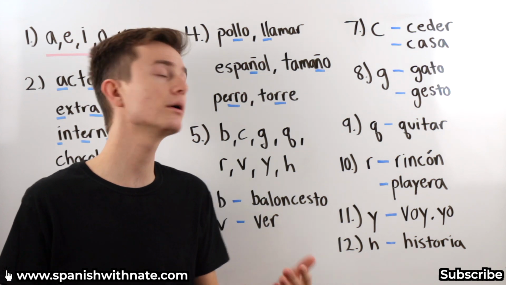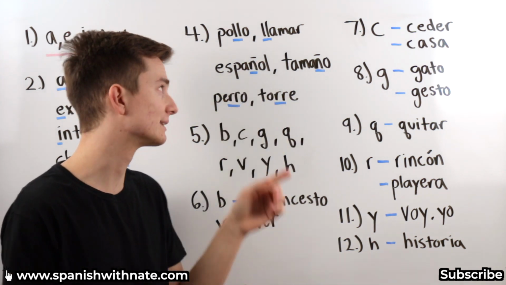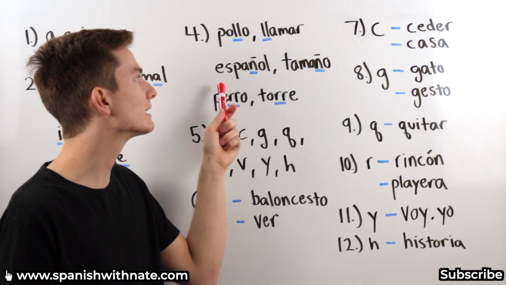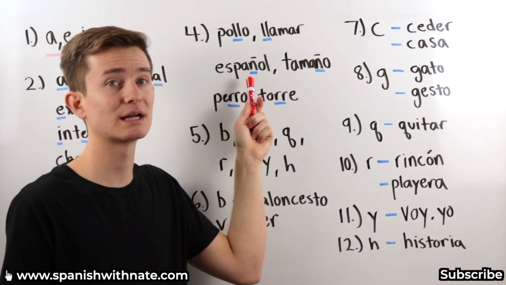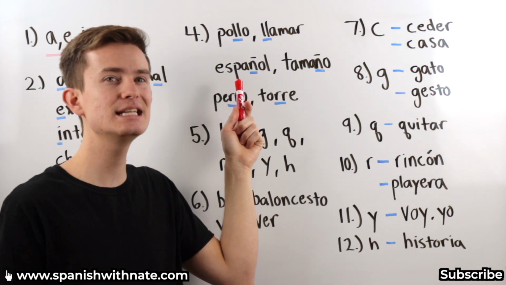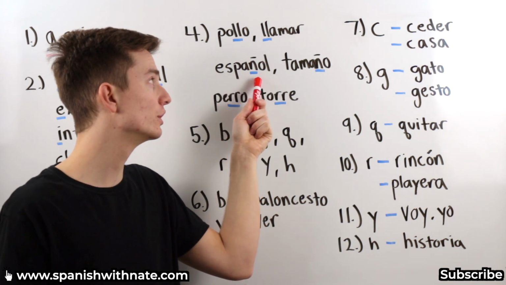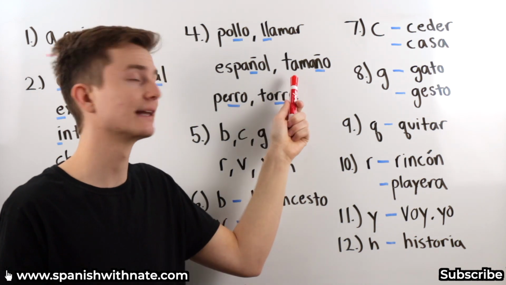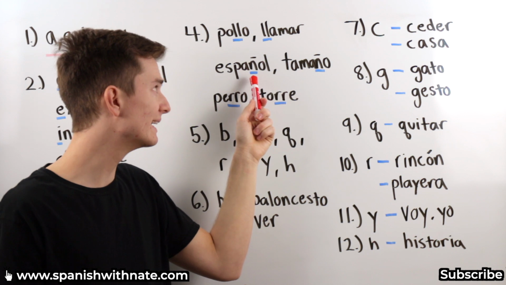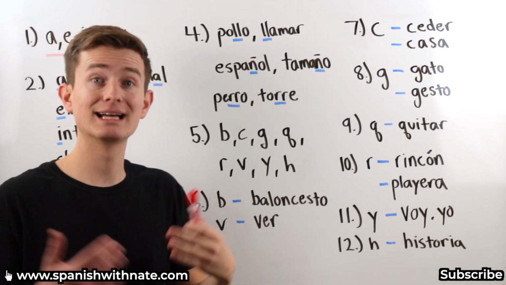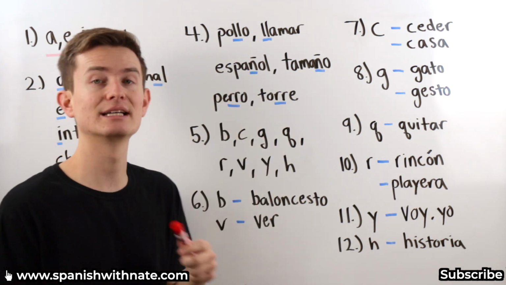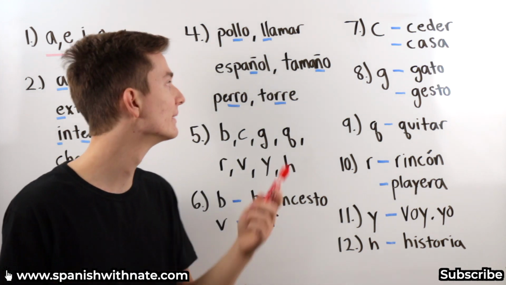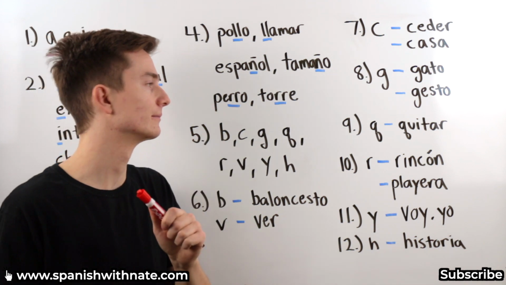Pollo, llamar. Okay? Next, the ñ, okay, which makes this kind of NY sound. Español. So it's kind of like ni. Español. Tamaño. This means size. Tamaño. Okay? Now, an N, which is just ñ without this little accent mark over it, makes an N sound, okay? So, N, all right? Español, tamaño, all right?